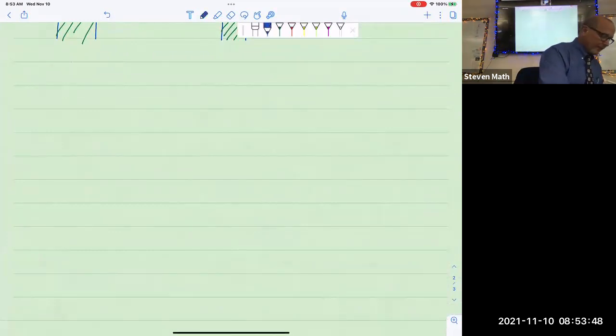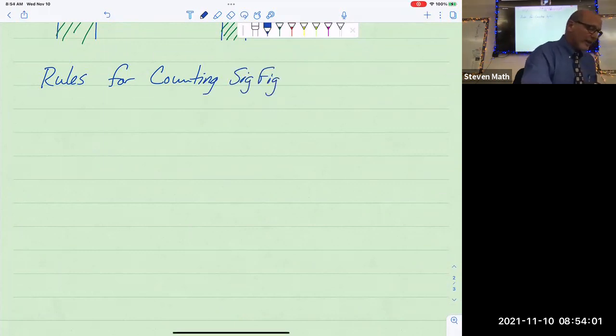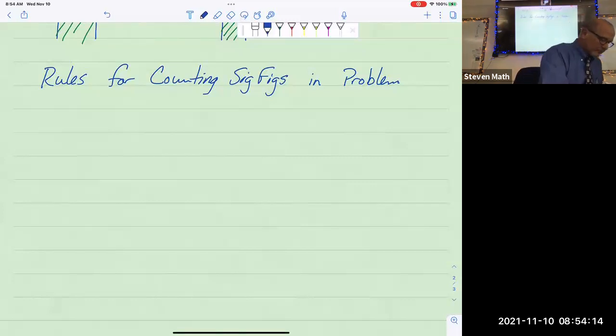Okay. So, rules for counting sig figs. We just measured sig figs. Now we're going to count sig figs in a problem. Then we're going to do calculations with sig figs. It'll be fine.